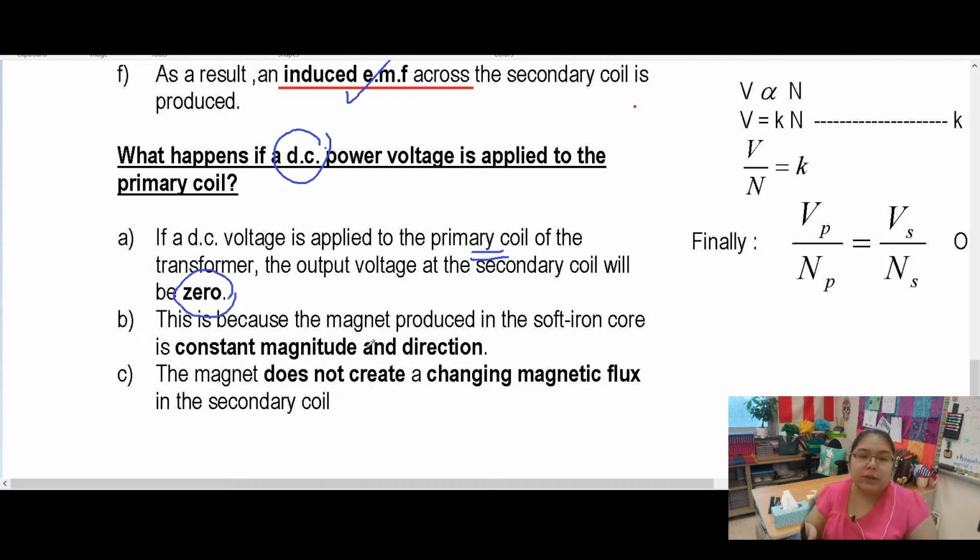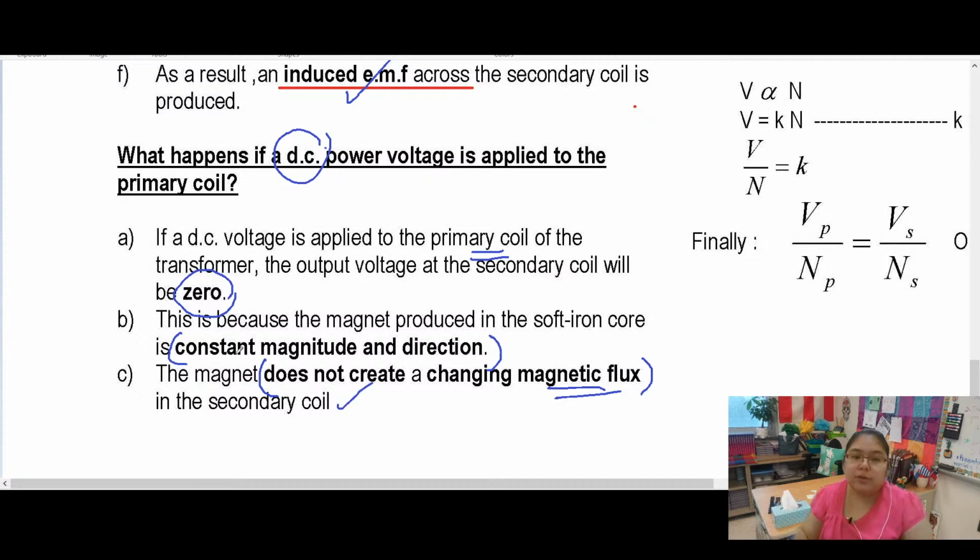Okay, reason, because the magnetic field produced in the soft iron core is what? Okay, can you see? This one has a constant magnitude and direction. Just now it was varying in magnitude and direction. So this one produces a constant field because it always goes in the same direction. Going in the same direction means you cannot produce what? Cannot create the changing magnetic flux. Just now you could create it because you keep moving in the opposite direction. But this one, when you just go in the same direction, actually you cannot create the changing magnetic flux. To where? To the secondary coil.